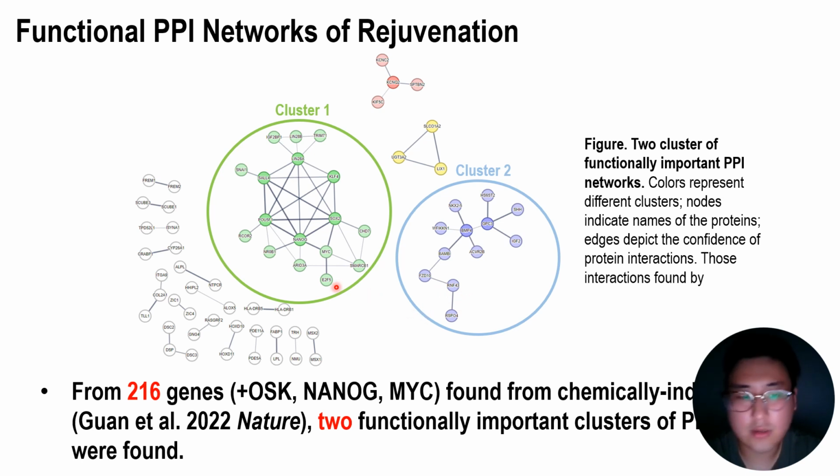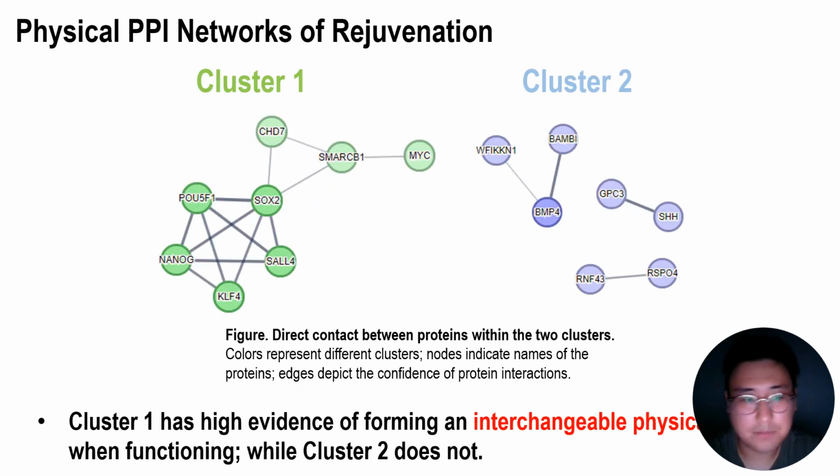Okay, so cluster 1 was centered by this hexagonal network of OSK, NANOG, SALL4, and LIN28, but not MYC. MYC was excluded from this functional cluster. And another cluster that I found was centered by BMP4, which stands for bone morphogenetic protein 4. So functionally, there are two important clusters from the 216 plus OSK factors.